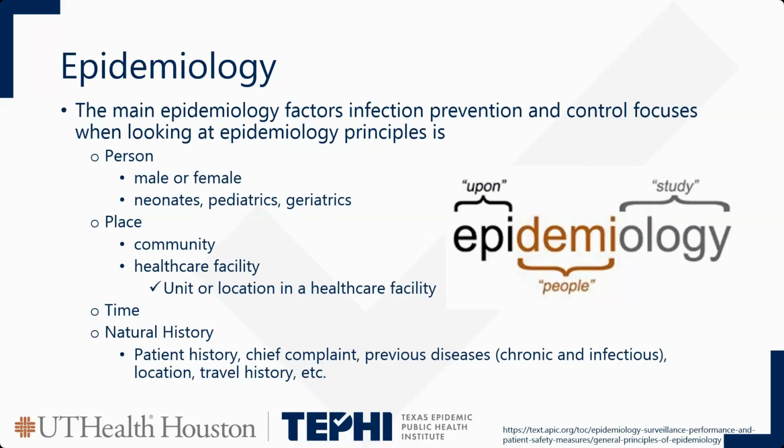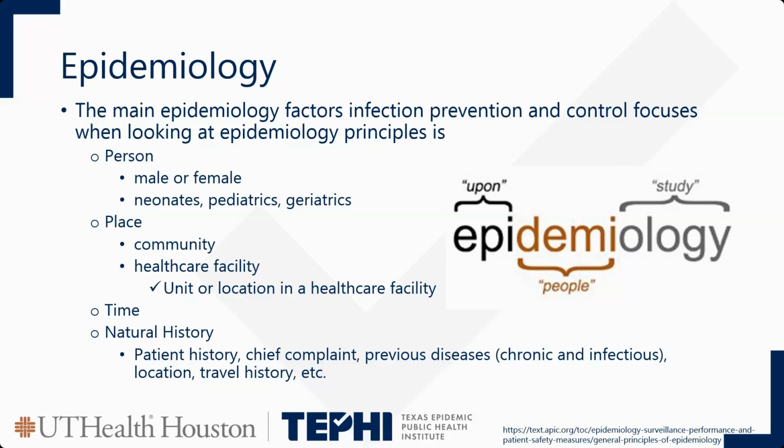Many epidemiology principles, along with infection prevention and control practices, involve identifying, analyzing, and making recommendations for process improvement based on the person, the place, time, and the natural history of the event that is occurring. When looking at infection prevention and control situations, the first step is to identify the person. Who is it? Is it a male or a female? Is it a geriatric patient, a pediatric patient? The next step would be to identify where the situation is occurring. Is this infection occurring in a community, and are we seeing patients being admitted or from the facility? And if it is a facility, in what specific unit is it occurring? Is it the ICU? Is it the surgical floor?